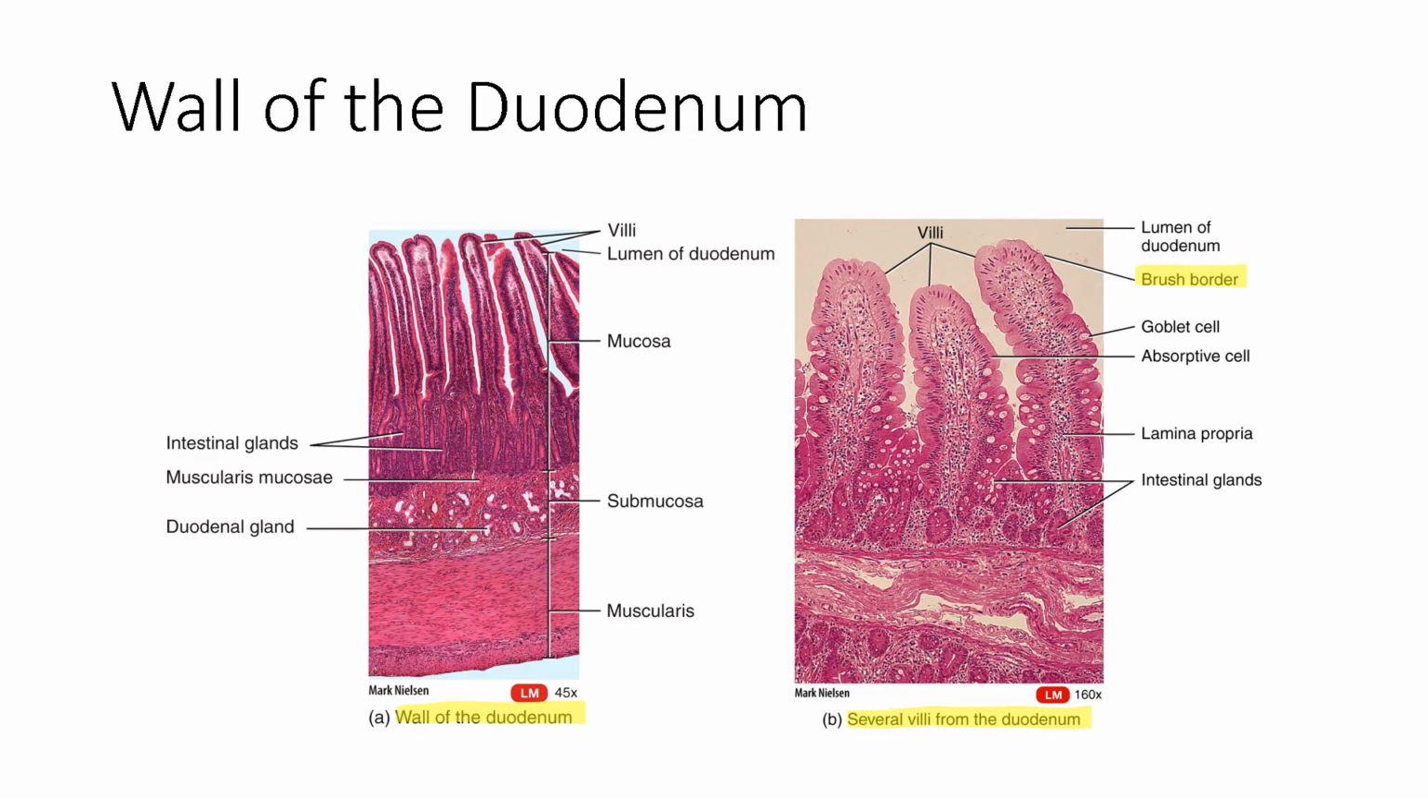Because the microvilli greatly increase the surface area of the plasma membrane, larger amounts of digested nutrients can diffuse into the absorptive cells in a given period. Now, the brush border, which is just made up of the microvilli, also contains several brush border enzymes that have digestive functions.